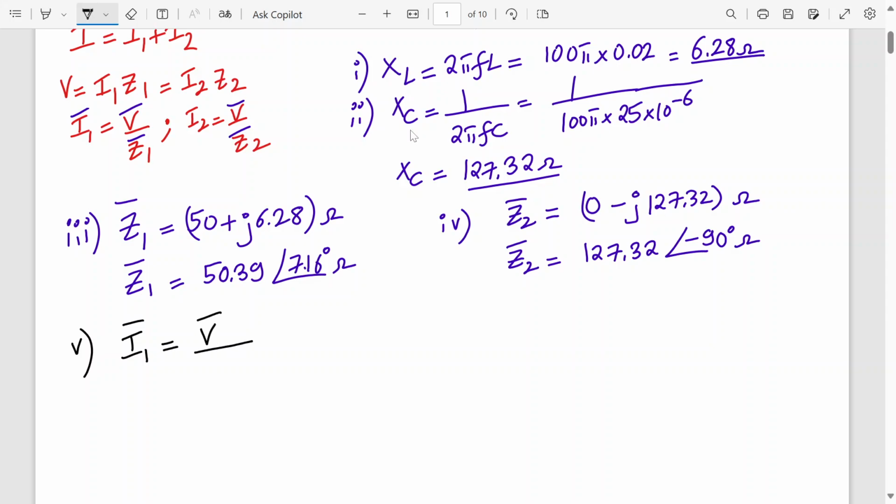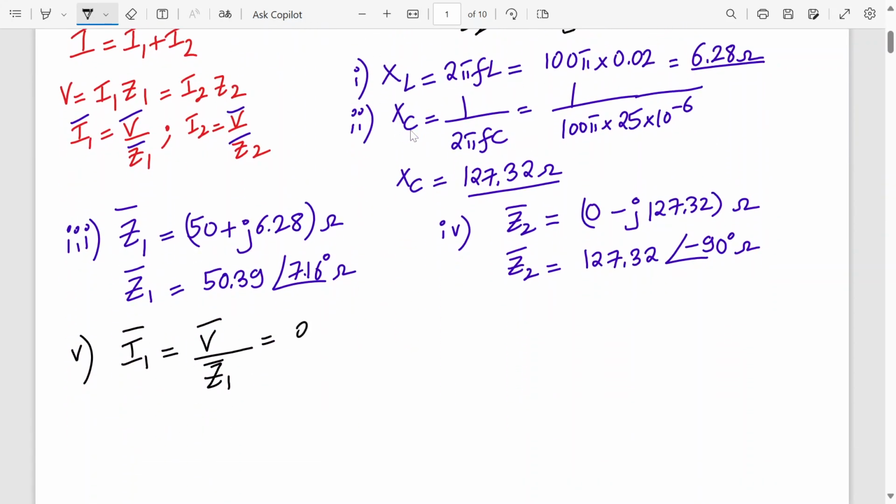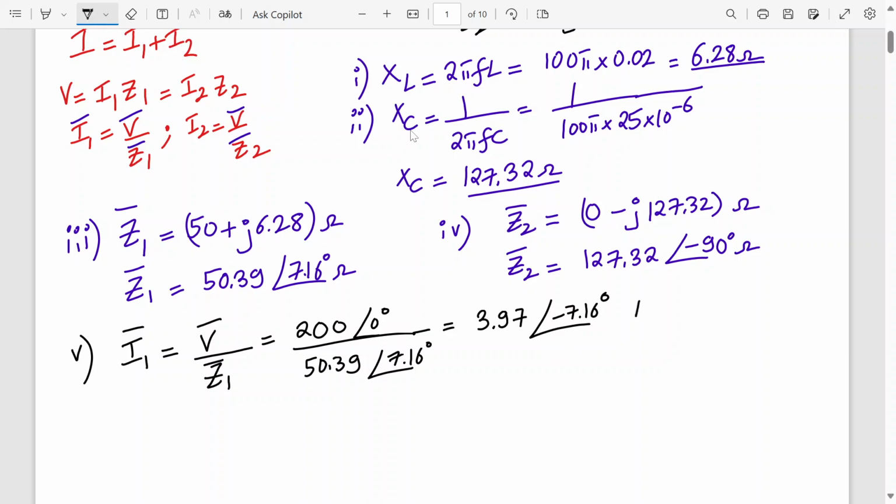So, V upon Z1 bar. How much is the V RMS value? It's 200. So, 200 at an angle 0 divided by 50.39 at an angle 7.16 degrees. So how much is this? 3.97 at an angle minus 7.16 degrees. So this many amperes. Alright.